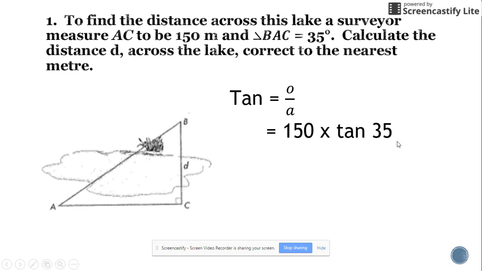Put that in your calculator, equals, and bring it to the nearest whole number and the nearest meter. Don't forget to put the meter on there.